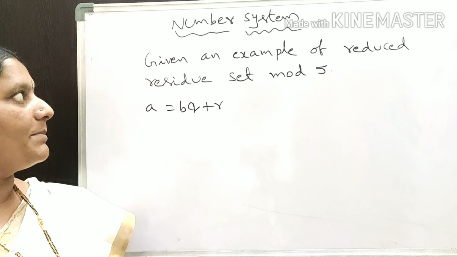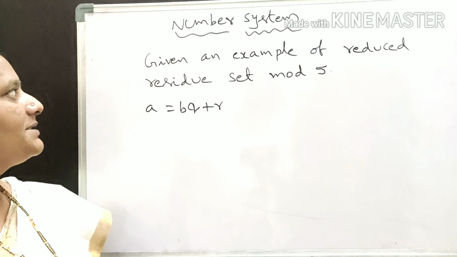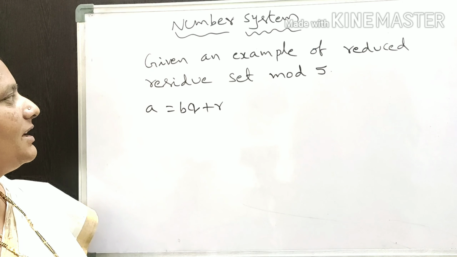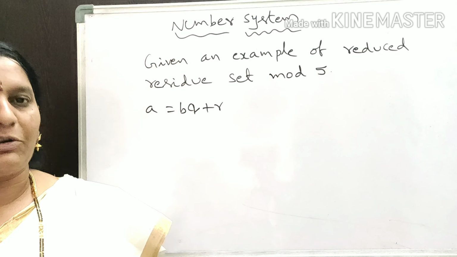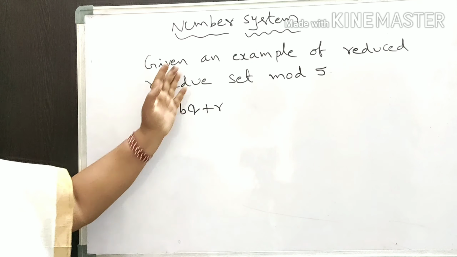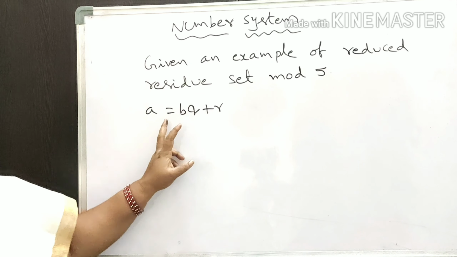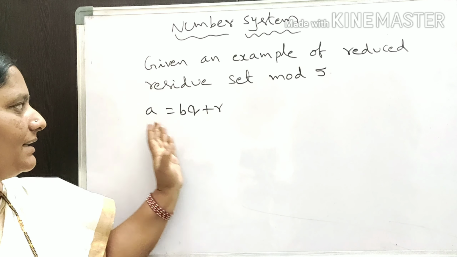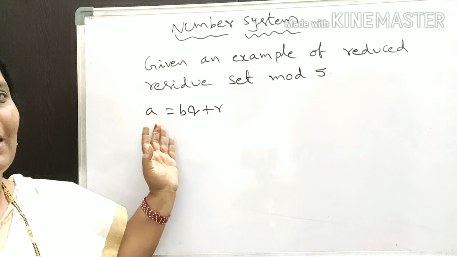Today's topic is number system. Now the question is: give an example of a reduced residue set modulo 5. For giving an example of this, we are going to consider Euclid's division lemma.